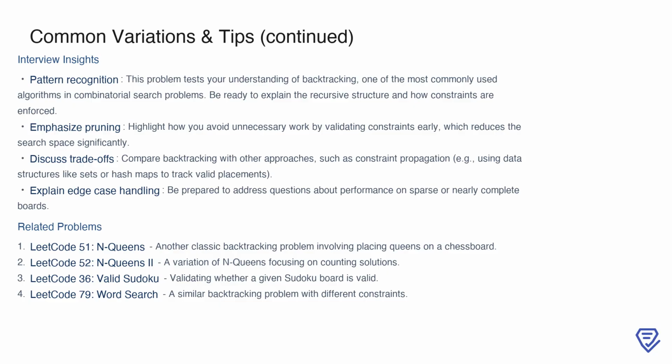Interviewers may also ask about trade-offs, so be prepared to compare backtracking to other approaches, like constraint propagation, where data structures like sets or hash maps can help track valid placements. It's equally important to explain how you handle edge cases, such as sparse boards or nearly complete ones, and discuss their impact on performance. Related problems like n-queens or word search can also come up, as they share similar backtracking concepts. For example, LeetCode's n-queens problems involve placing queens on a chessboard without conflicts, while valid Sudoku focuses on checking board validity. These connections can help frame your approach in a broader context.